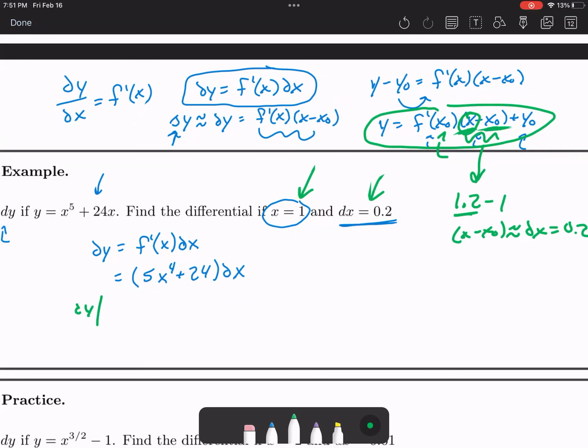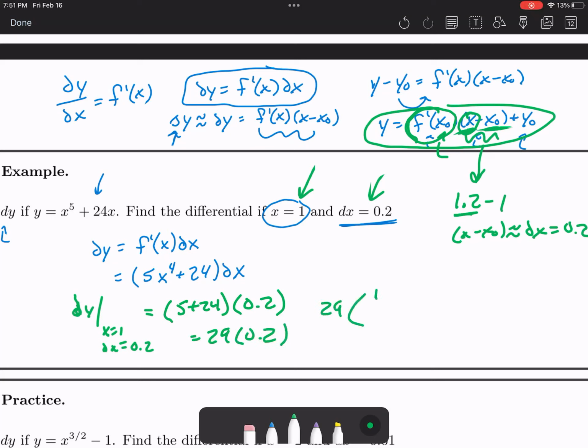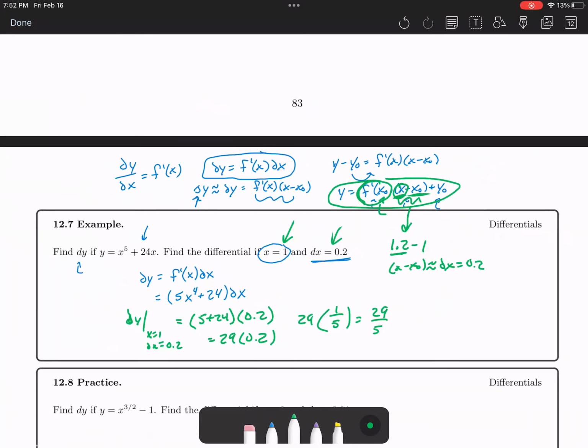So dy when x is equal to 1 and our travel in the x direction is 0.2. This is going to be our derivative value at 1. So that'll be 5 plus 24. And our dx is 0.2. 5 plus 24 gives us a 29. Times 0.2, that's 29 times 1 over 5, or 29 over 5. So our change in y value, our differential, is 29 over 5 as we travel along our tangent line.